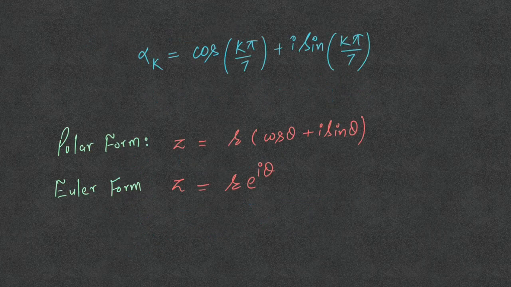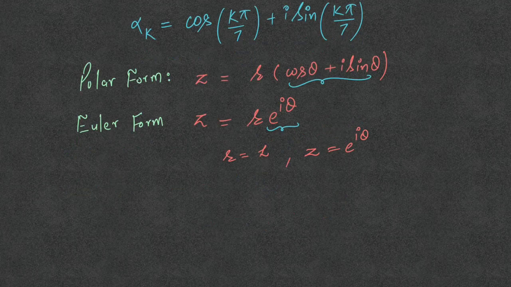Polar form of any complex number is r into cos of theta plus iota sine theta. And the Euler form of a complex number is r into e power iota theta. Here this cos of theta plus iota sine theta becomes e power iota theta. Now, if the value of r is equal to 1, then z becomes e power iota theta.